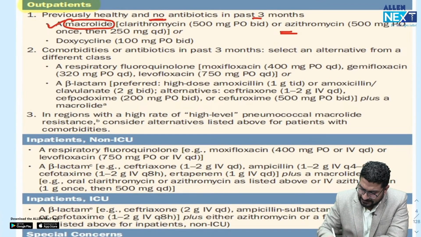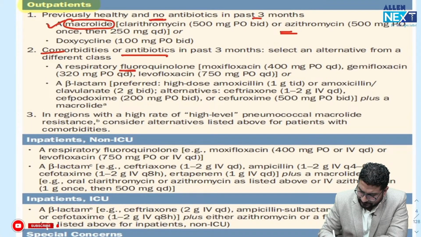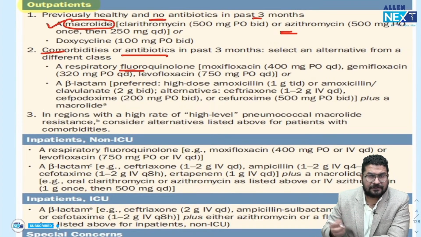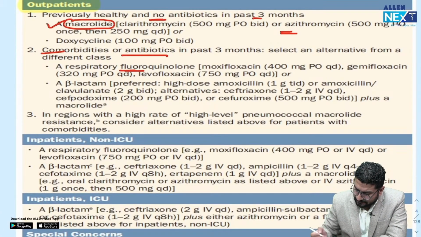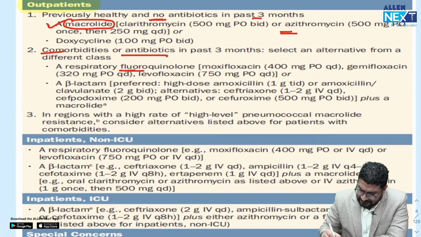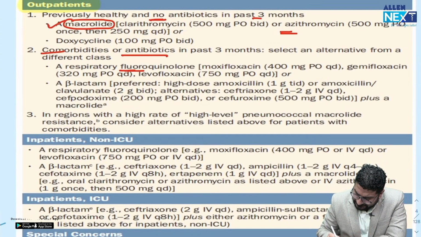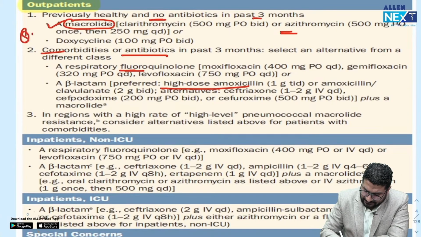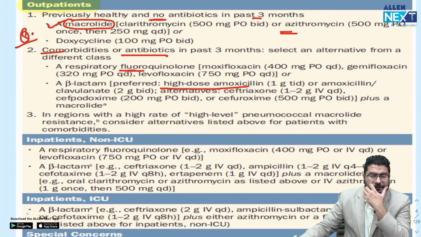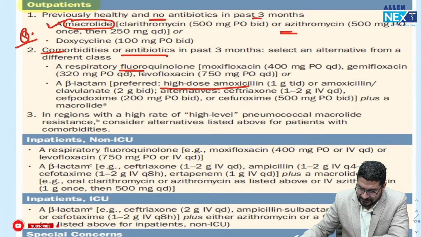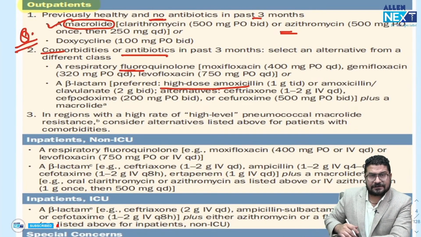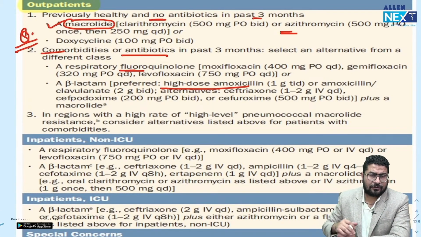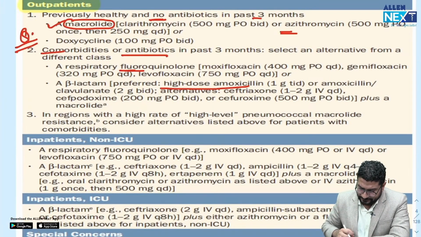If a person has comorbidities or recent antibiotic use, we can use a respiratory fluoroquinolone, like moxifloxacin or levofloxacin. These are the respiratory fluoroquinolones. Along with this or other than this, we can use high dose amoxicillin. This question came in one attempt: in outpatient department, what can you use? Remember, it is macrolide. If there is past usage of macrolide or another antibiotic, or comorbidities, then we use a respiratory fluoroquinolone.